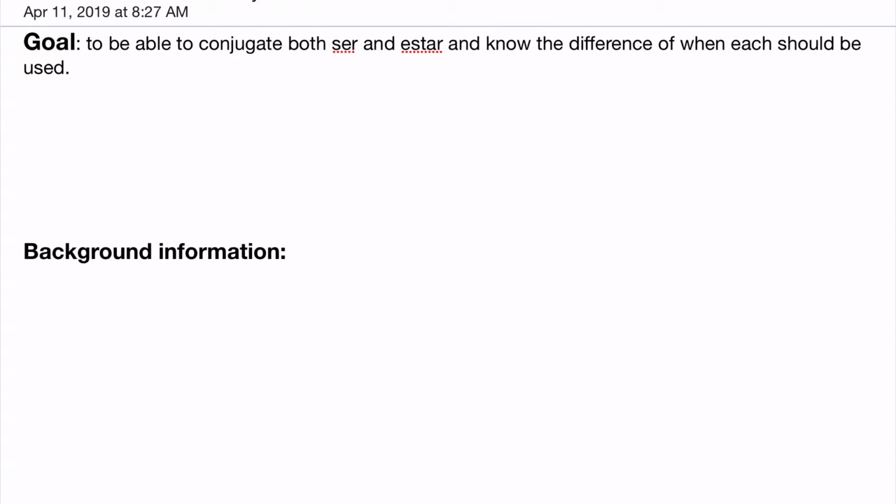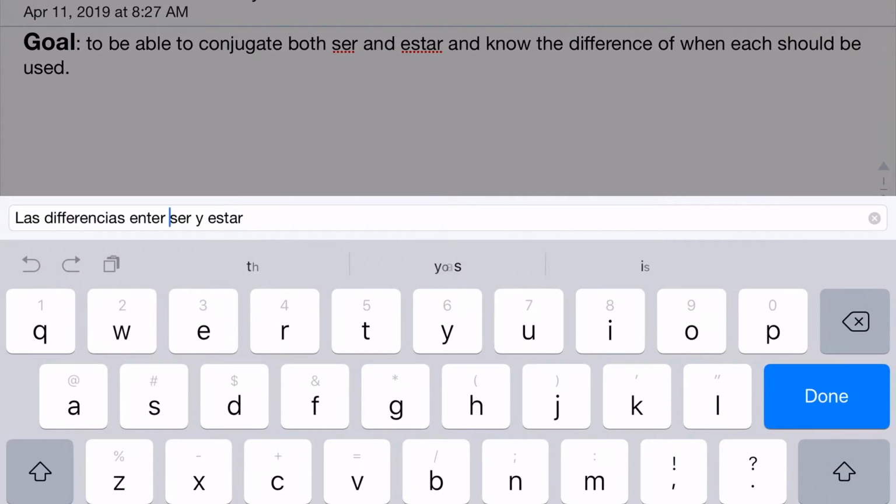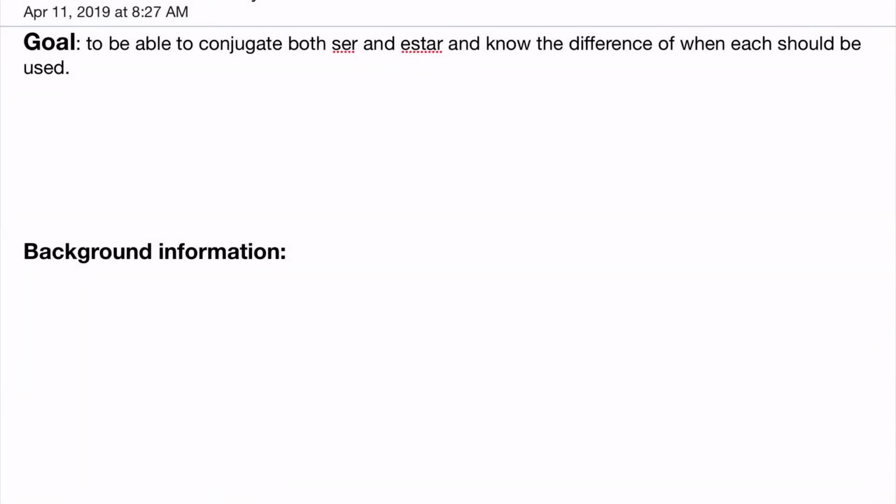And today we're going to be talking about las diferencias entre ser y estar. And what we can see here already is that autocorrect has got the best of me early on, which will happen. Okay, that's our goal. We want to be able to review how to conjugate both of these verbs, ser and estar, and then how to know the difference between when each should be used.